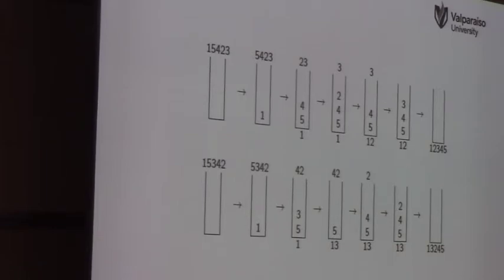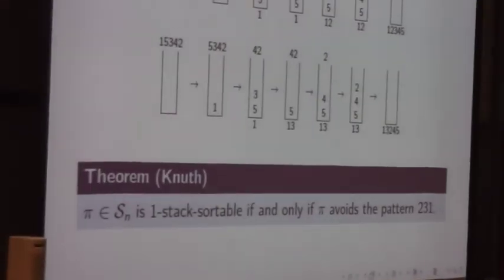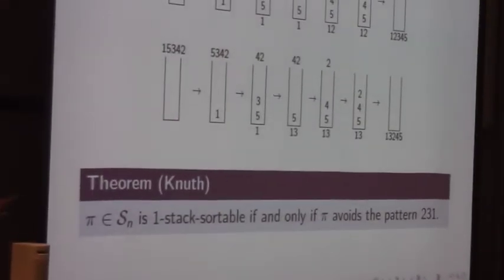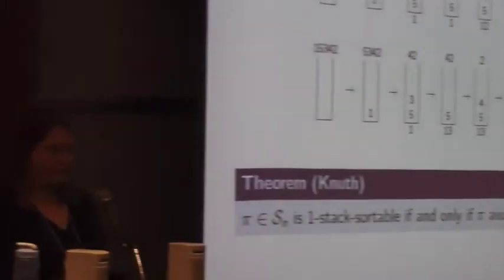And so there's not a way to get 1, 5, 3, 4, 2 into increasing order. Well, what's going on with the 3, 4, and 2 is exactly a 2, 3, 1 pattern. And in The Art of Computer Programming, it's shown that a permutation is sortable after one pass through a stack if and only if it avoids 2, 3, 1.